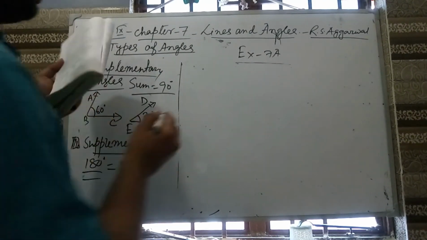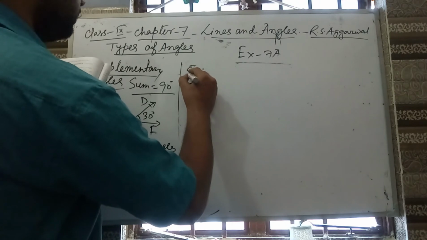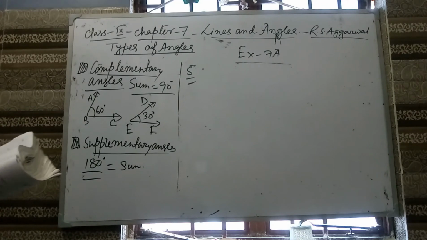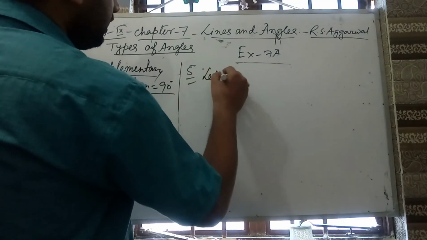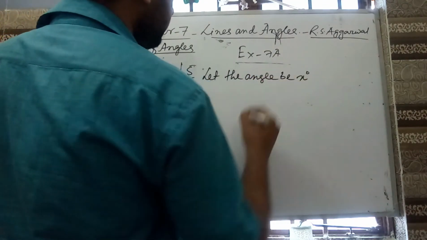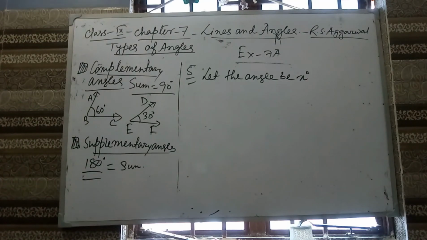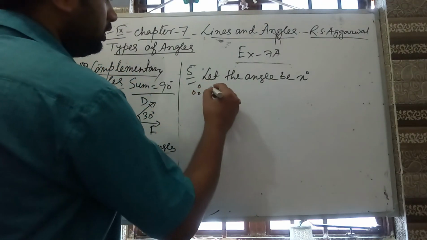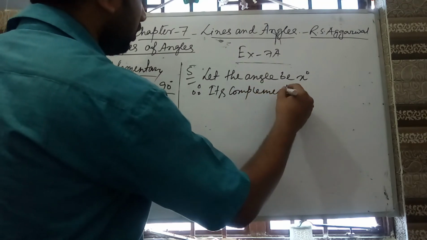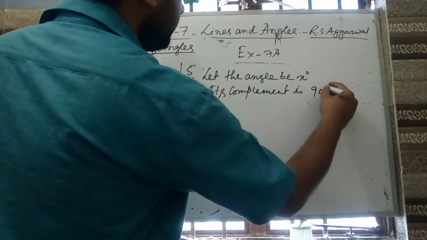In question number 5, it is given that find the measure of an angle which is 36 degree more than its complement. So first of all, we have to consider the angle. Write down, let the angle be x degree. Now when measurement of an angle is x degree, what will be the complement of that angle? Therefore, its complement is 90 degree minus x degree.